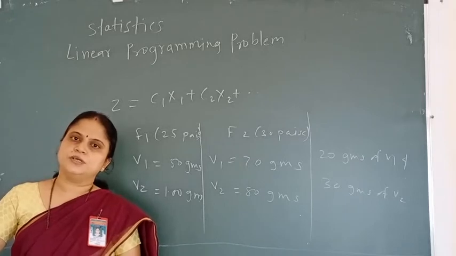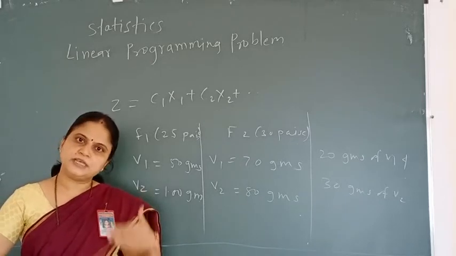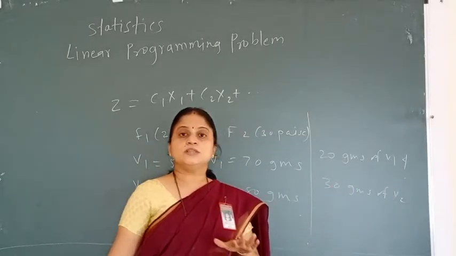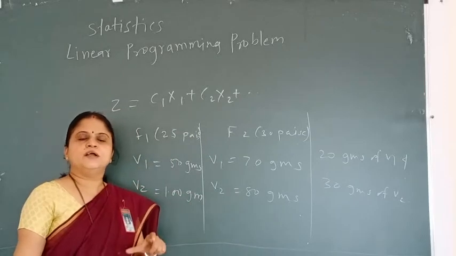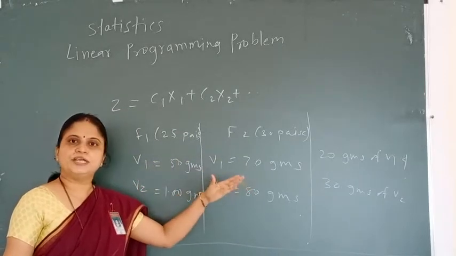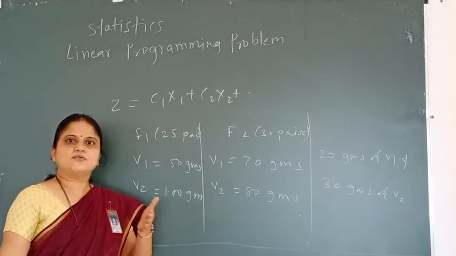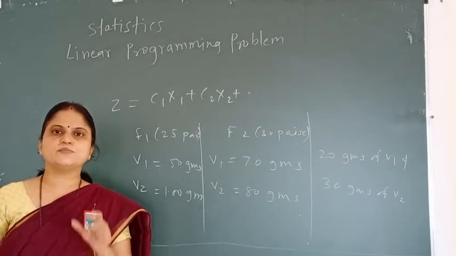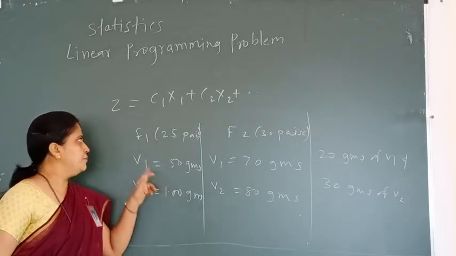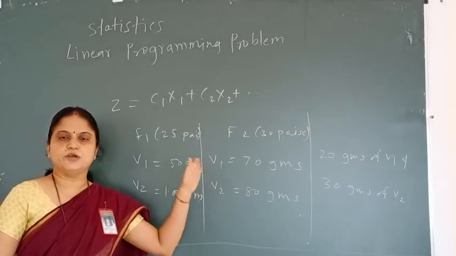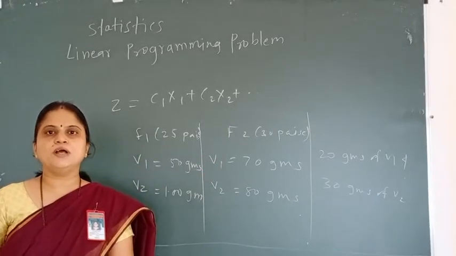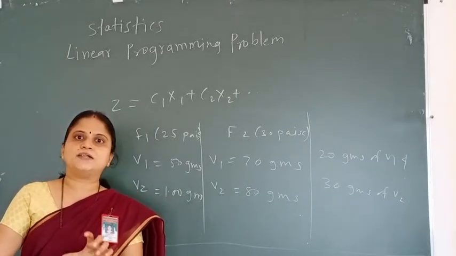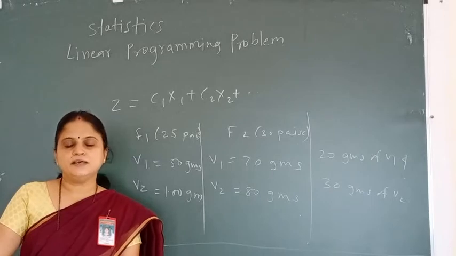That is our problem. If any person needs 20 grams of V1 and 30 grams of V2, how many parts of F1 and F2 should he or she take so that the cost is minimum? Here the problem is very small and simple because I have only two foodstuffs, F1 and F2. But in our actual problem we have n foodstuffs, and out of these n foodstuffs I need to take some part. That is my main problem.